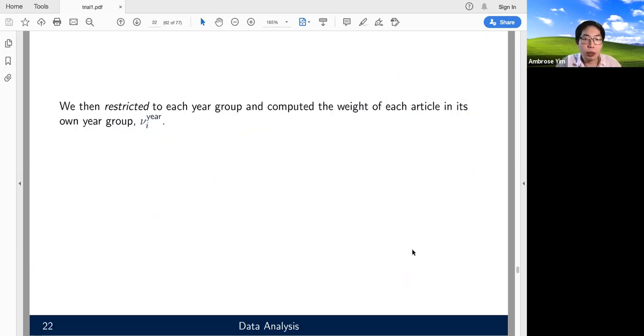A second thing we did was we actually restricted to each year group and computed the weight of each article in its own year group. So we take articles in a year, strip away all the other articles in other years, and compute the weight of each article in relation to articles in the same year rather than those in other years.